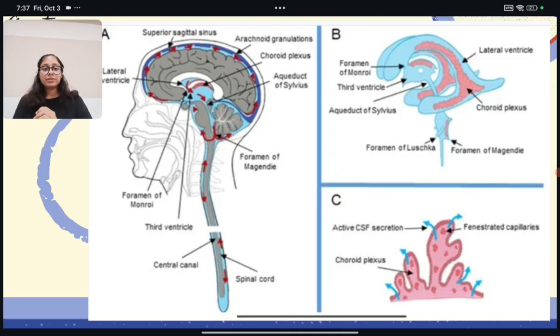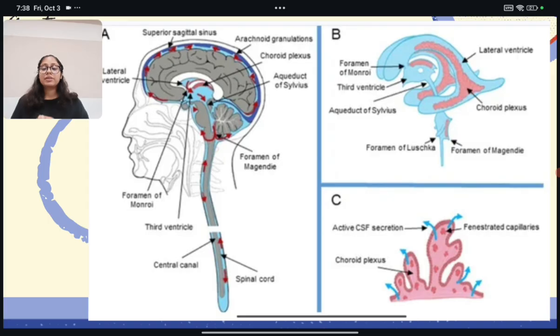See, in picture B, you can see that we have the lateral ventricles, the third ventricle, and the fourth ventricle. But the production of CSF starts from the choroid plexus. The word plexus means there is a whole mixture of capillaries, and as you know, these capillaries have fenestrations, and this leads to the production of active CSF, and then there will be secretion of the CSF into the third ventricle and lateral ventricles.